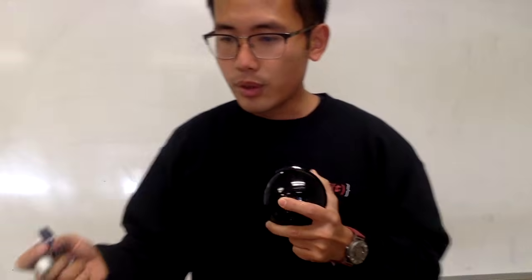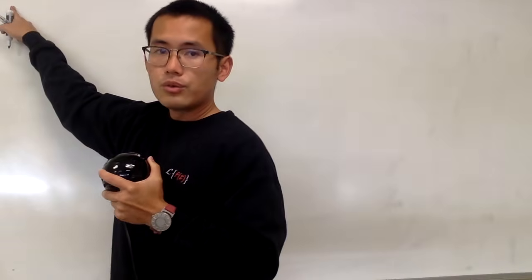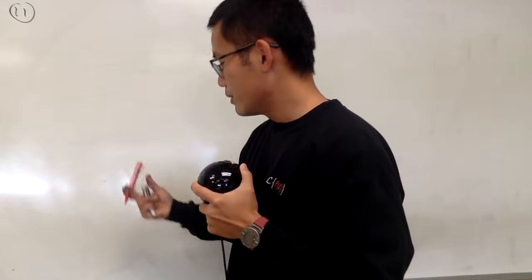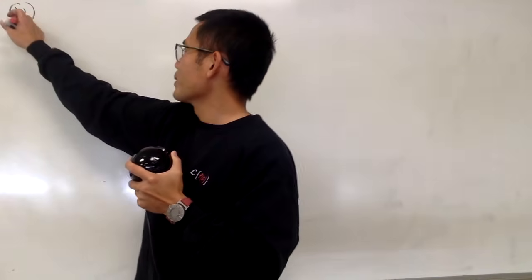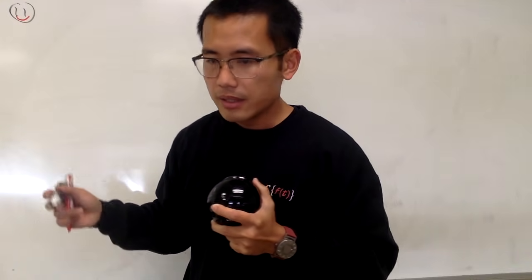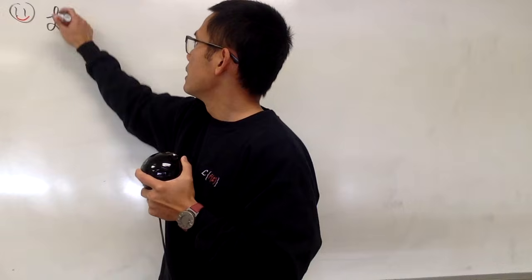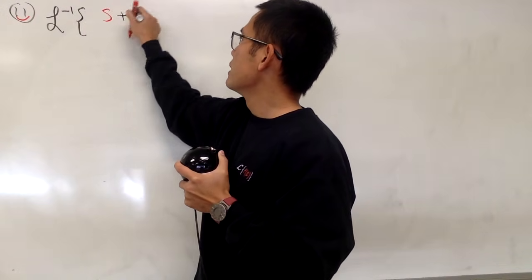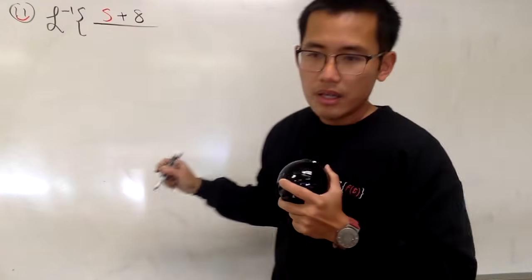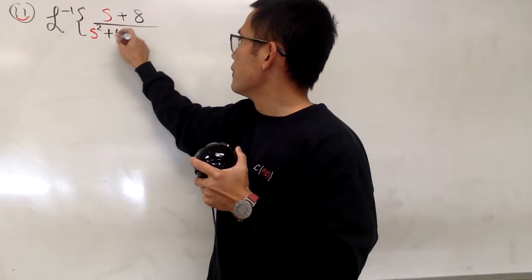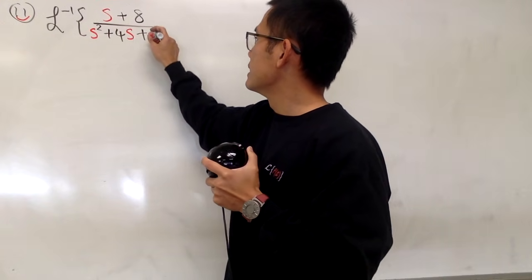All right, that was number 10, and of course we are moving to 11 right here. Number 11. And as you guys all know, I dropped the cap and I'm not going to pick it up. Number 11 is face. Okay, inverse Laplace of s plus 8 over, on the bottom here we have s squared plus 4s plus 13.